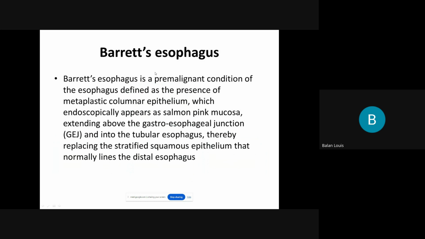Why we are more concerned about Barrett's esophagus is because it is a metaplastic condition, and not only that, it is a pre-malignant condition, because the metaplastic columnar lining epithelium is going to become dysplastic, and later on it is going to become a frank malignancy. Endoscopically, what you are going to look at is a salmon pink mucosa that extends above the gastroesophageal junction into the tubular esophagus. As I said, it is a metaplastic condition, and the normal stratified squamous epithelium which resides in the distal esophagus is going to be replaced by metaplastic columnar lining epithelium.